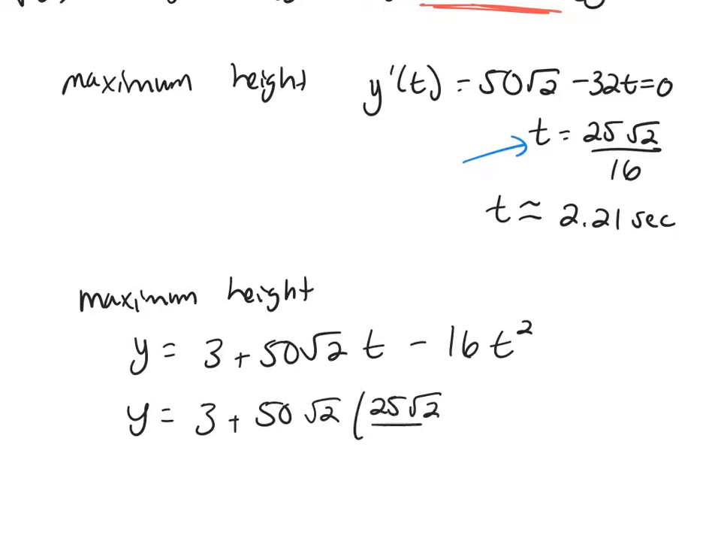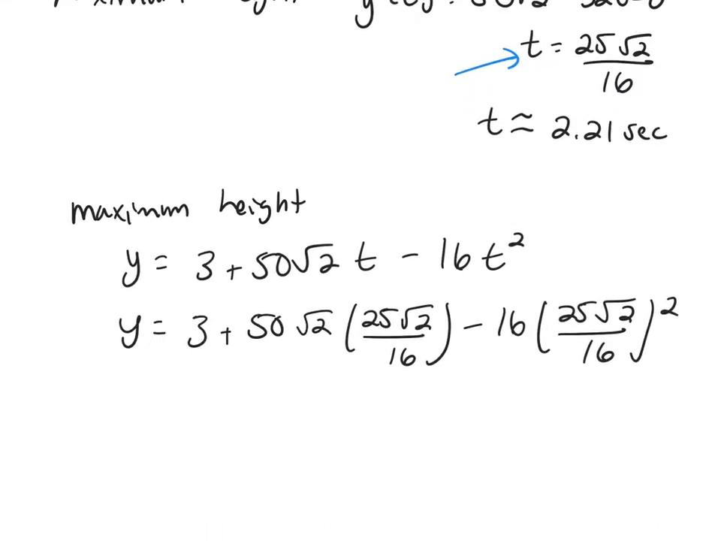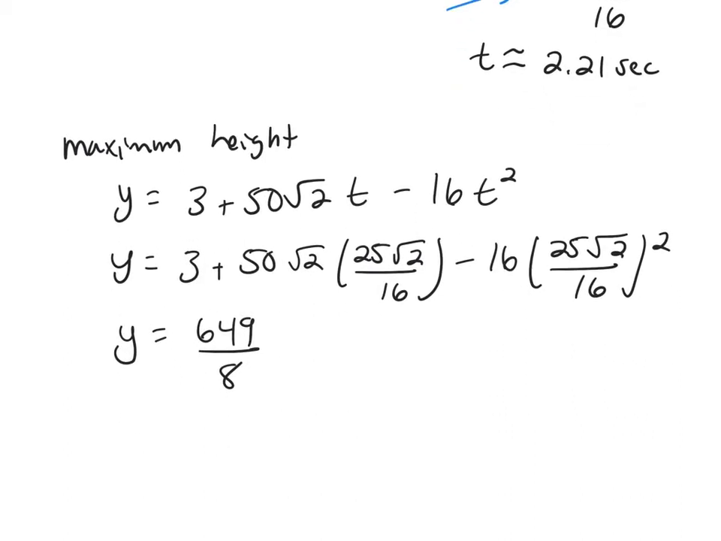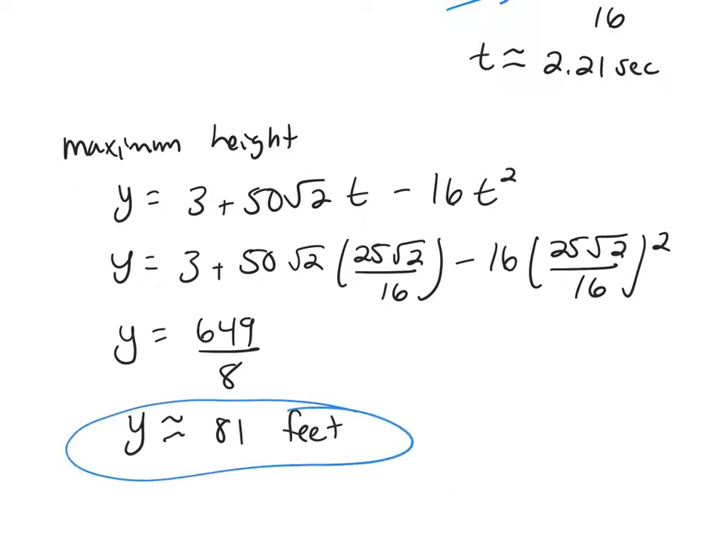25 square roots of 2 over 16 minus 16 times 25 square roots of 2 over 16 squared. And if you simplify all this, you'll get y equals 649 over 8, or y is approximately 81 feet. So that is the maximum height that was reached.